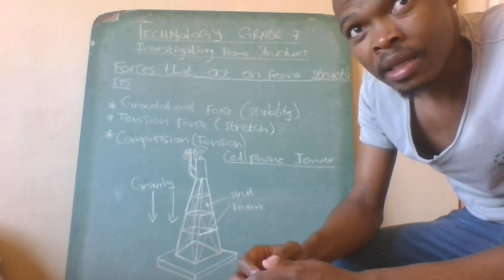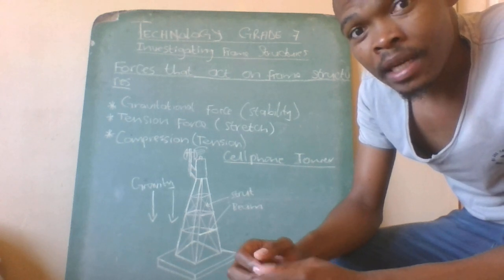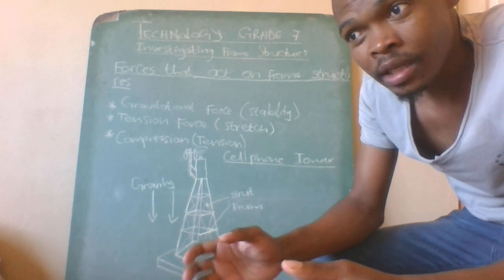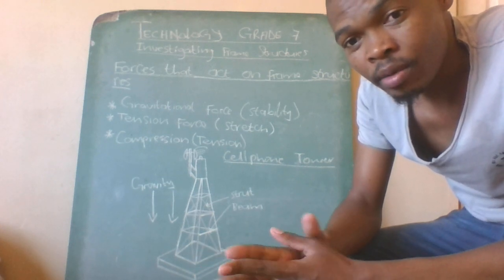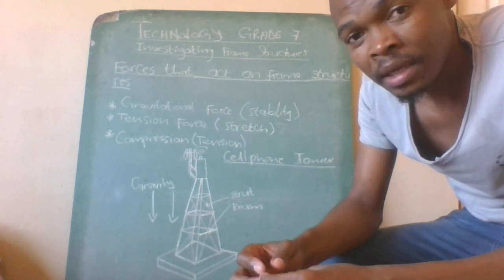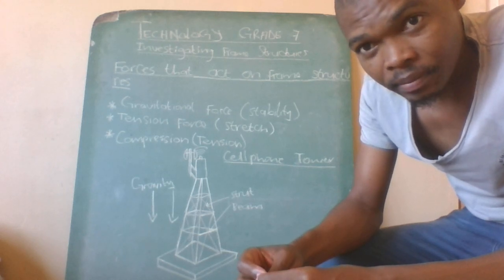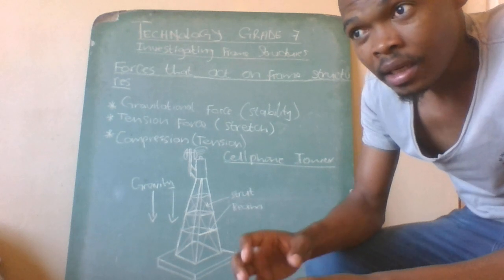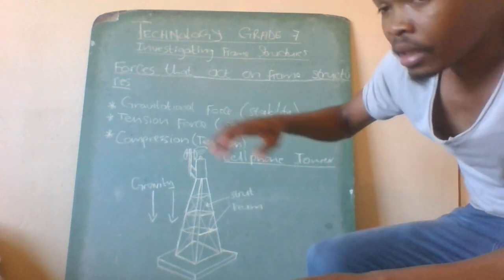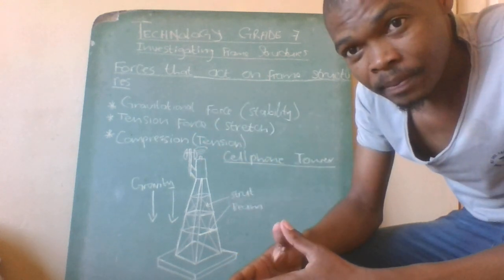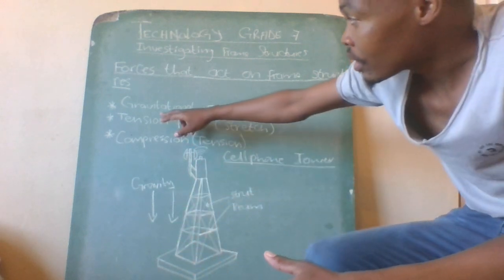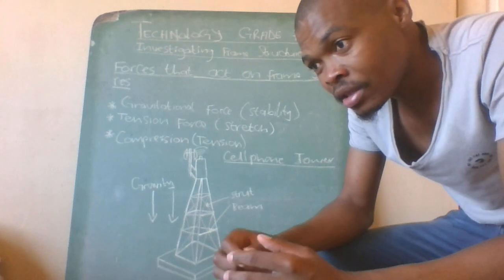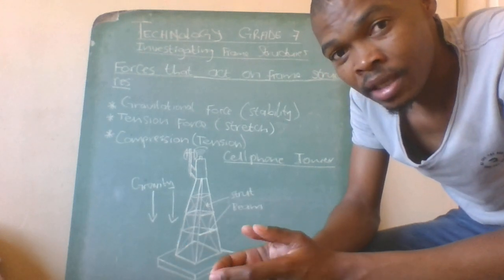And you remember that we said anything which is constructed from a variety of parts to make one object becomes what? A structure. So a structure has got forces that act on it. For instance, we've got a gravitational force. A gravitational force is a universal force that acts on all structures.